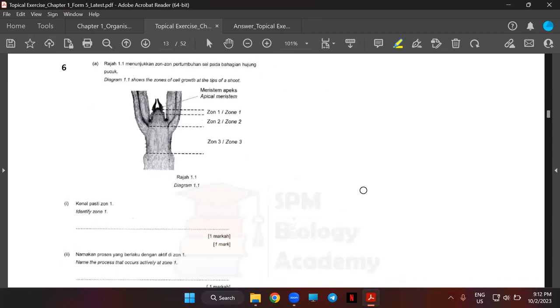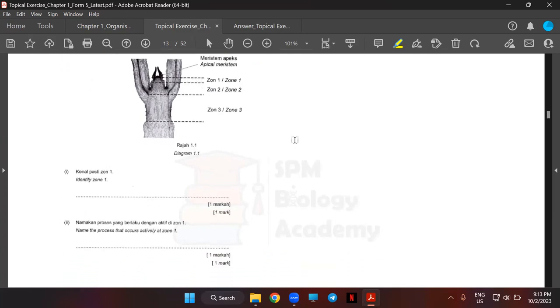Another one. Another structure. Rajah 1.1 menunjukkan zon-zon pertumbuhan sel pada bahagian hujung pucuk. Diagram 1.1 show the zones of cell growth at the tip of a shoot. So, talking about tip of the shoot, hujung pucuk, we are talking about primary growth. So, meristem, apex, apical meristem, zone 1, zone 2, zone 3. Okay. I believe you know the zones, right? So, kena pasti zone 1, identify zone 1. Zone 1 ialah zone of cell division. Zone pembahagian sel.